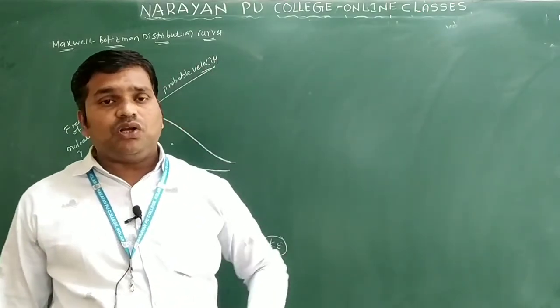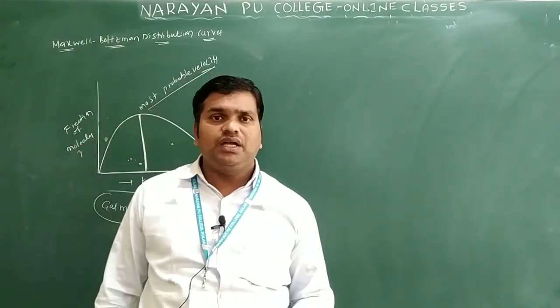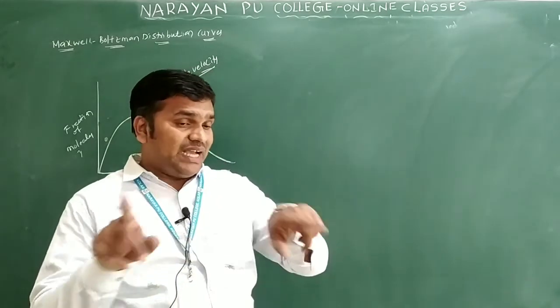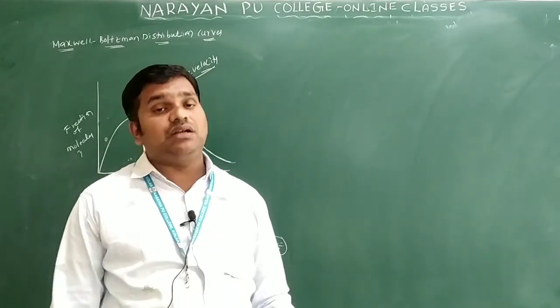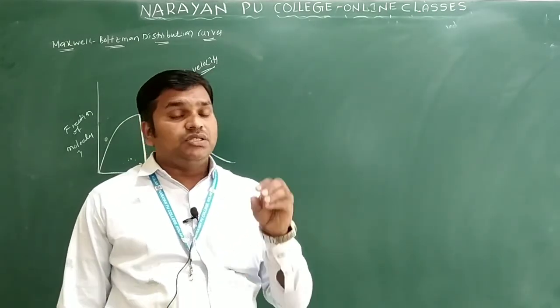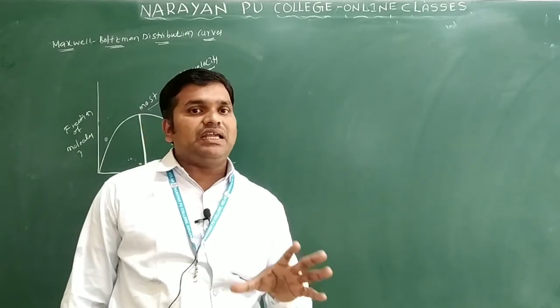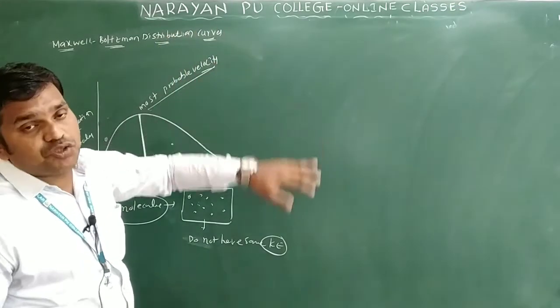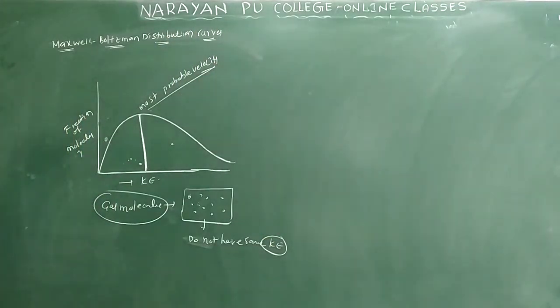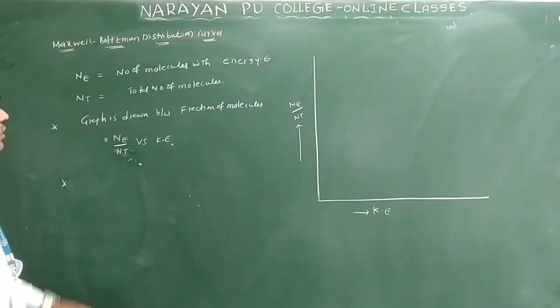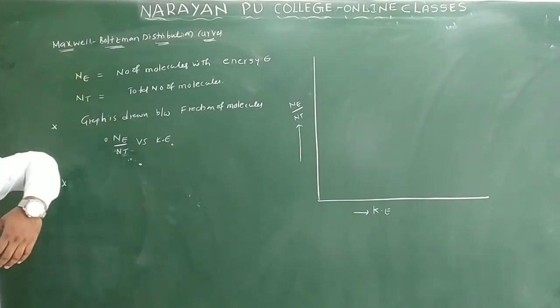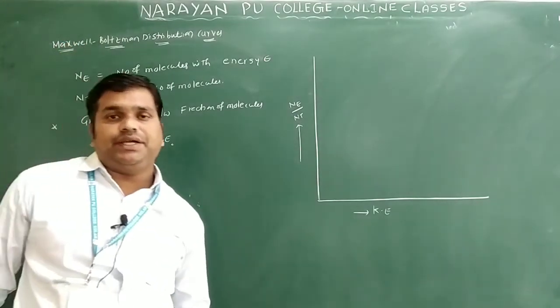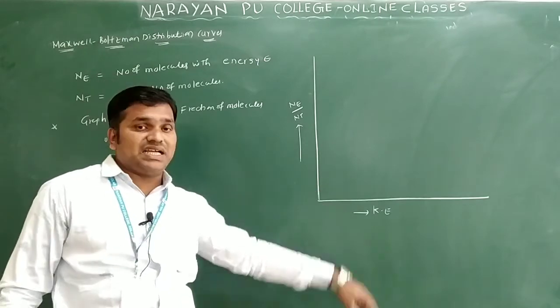All the gas molecules do not have the same energy. If you want to identify the behavior of all gas molecules, it is difficult. So we have to identify some fraction of the molecules, which can be explained in terms of Maxwell-Boltzmann distribution curves. Now we'll see that Maxwell-Boltzmann drew the curves by taking the fraction of the molecules versus kinetic energy.